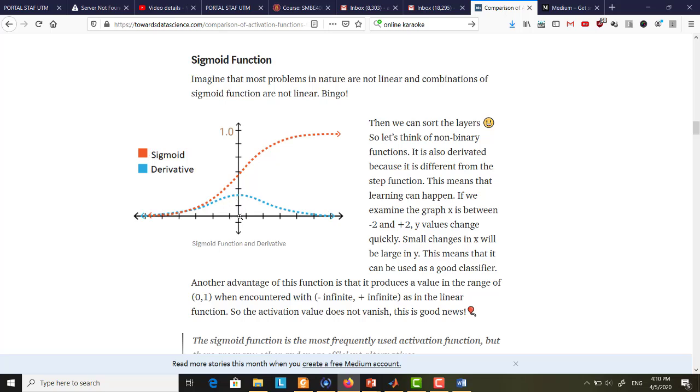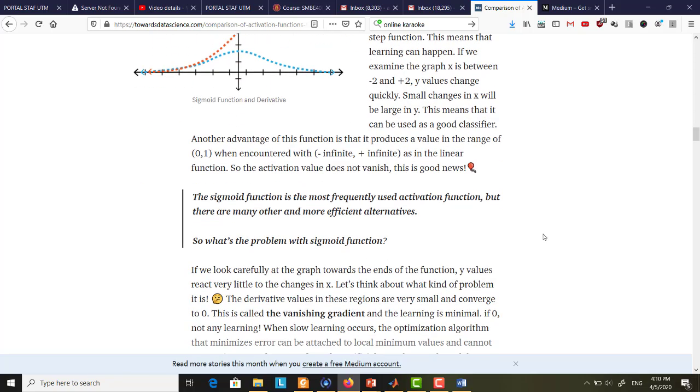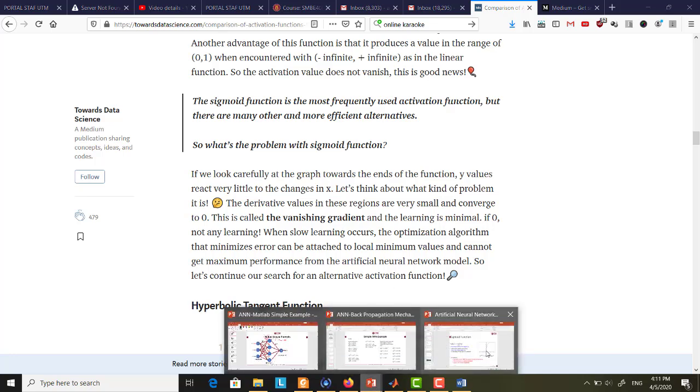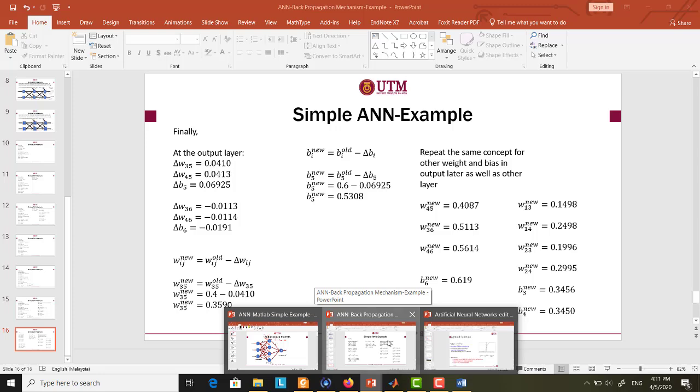Because this is very small, that will make your backpropagation suffer from what we call the vanishing gradient. So what is meant by the vanishing gradient? You can try to search for this term. What is the vanishing gradient? Roughly speaking, what happens is in our example here, the example that I showed before. Yep, this one.